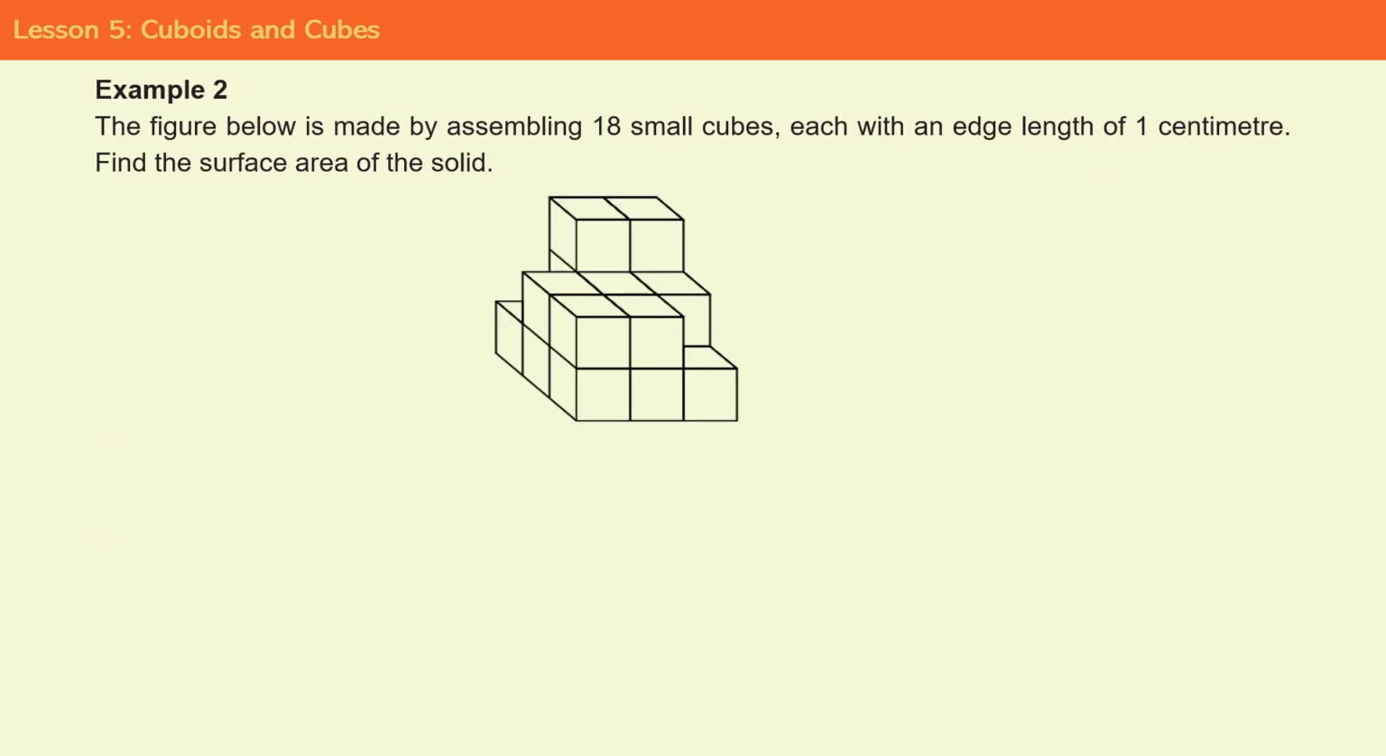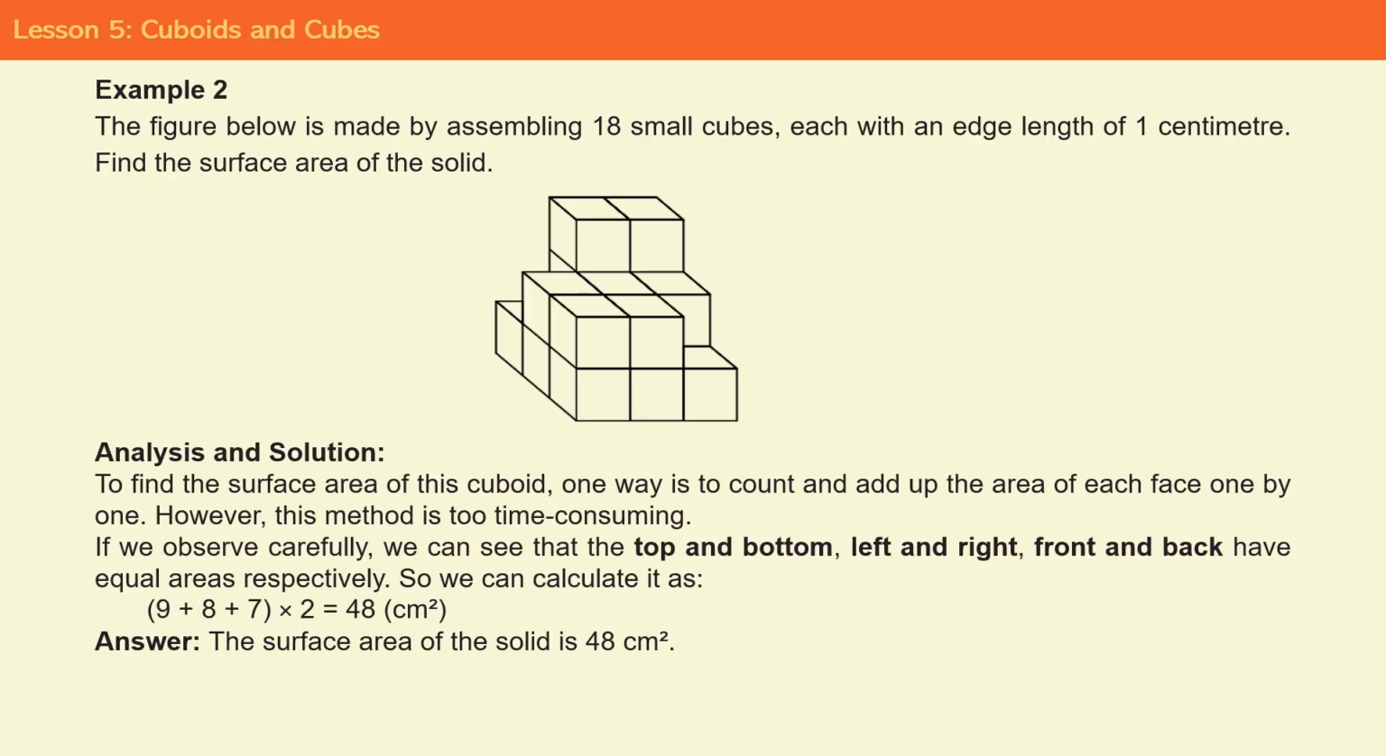Example 2. The figure below is made by assembling 18 small cubes, each with an edge length of 1 centimeter. Find the surface area of the solid. To find the surface area of this cuboid, one way is to count and add up the area of each face one by one. However, this method is too time-consuming.